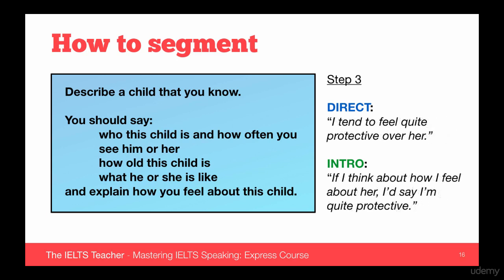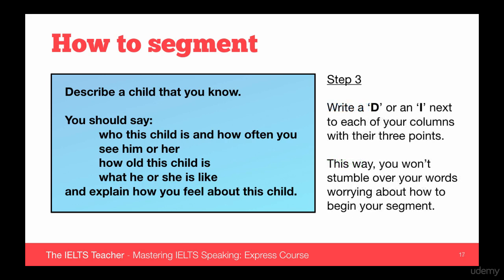And the last one, how do you feel about the child? Straight into it, I tend to feel quite protective over her. Or the introduction response, if I think about how I feel about her, I'd say I'm quite protective. Notice how all the introduction responses use the I'd form. So with regards to, I'd. As for, I'd. If I think about, I'd say, I'd describe, etc. So make sure you use those as well.